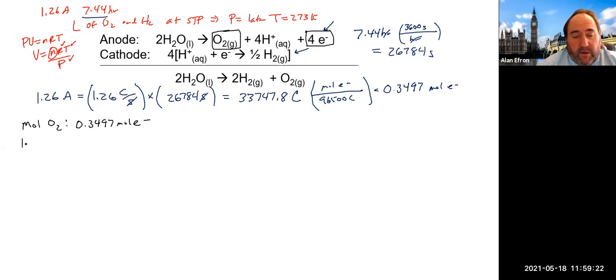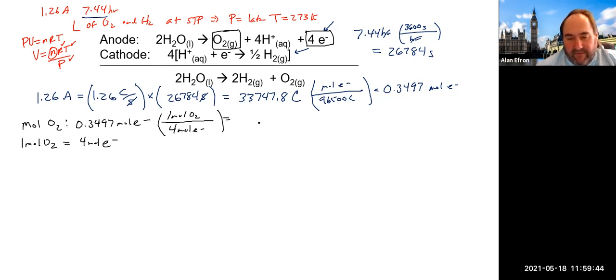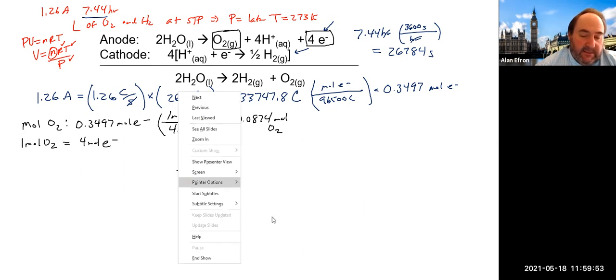Again, for every 1 mole of O2 from the half reaction, we get 4 moles of electrons. So we're going to divide here by 4 moles of electrons to 1 mole of O2. And that will get us, divided by 4, looks like 0.0874 moles of O2. We could do the exact same thing for our H2 because we know we need to get that guy as well.